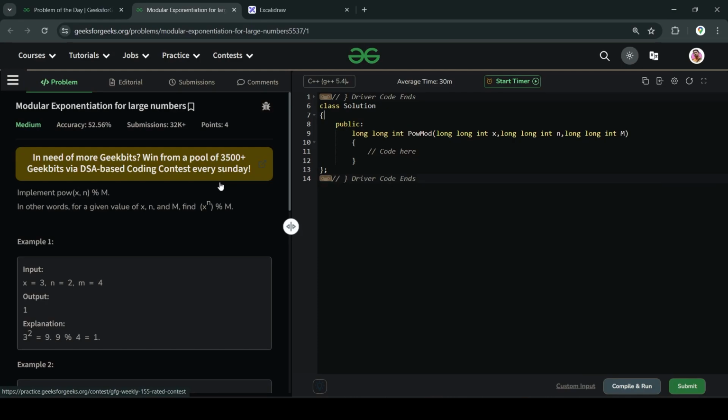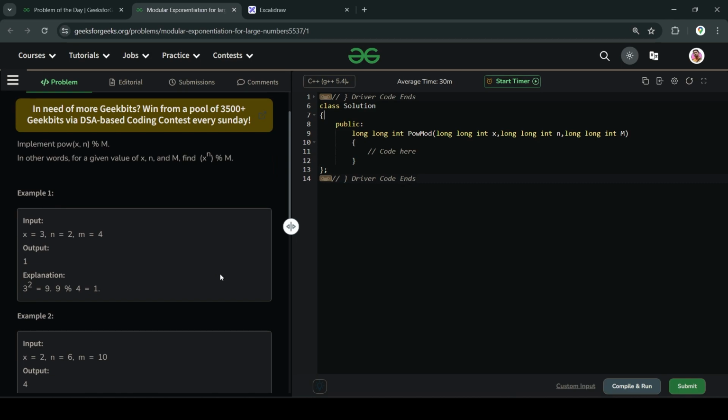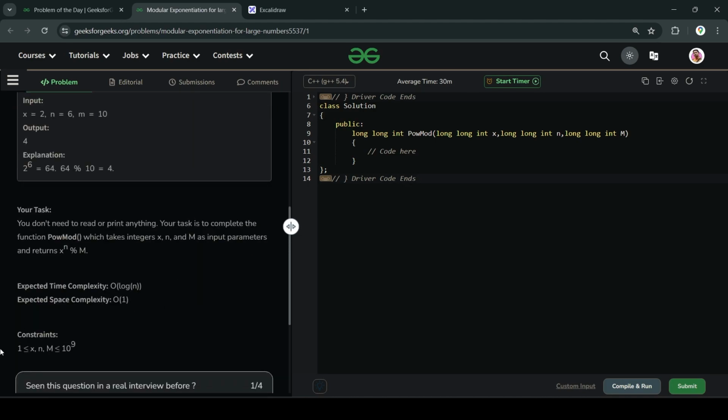So hi everyone. Today we have another problem, that is modular exponential for large numbers. You are given three numbers, that is x, n and m. You have to perform x to the power n mod m. So that's the question they state, and obviously the numbers x, n and m will lie between 1 to 10 to the power 9.